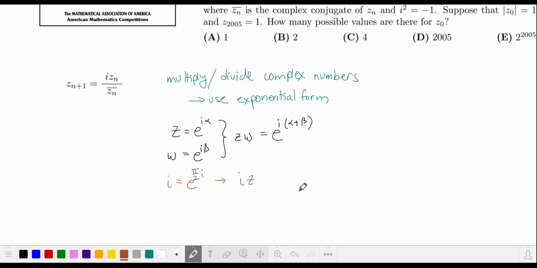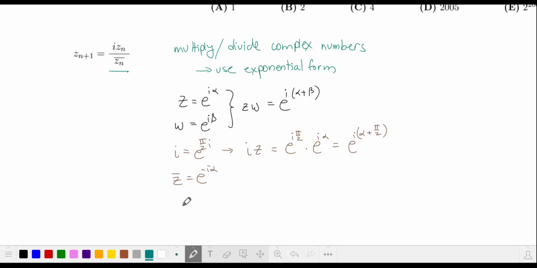So i times a complex number z with an angle of alpha means we're adding pi over 2 to that starting angle and rotating it counterclockwise. Conjugates are also easier in exponential form. It's just the negative of the original angle. So our expression here on the right, iz over the conjugate of z, when we substitute in and use our property of exponents, we're going to subtract a negative alpha. This gives us 2 alpha plus pi over 2.